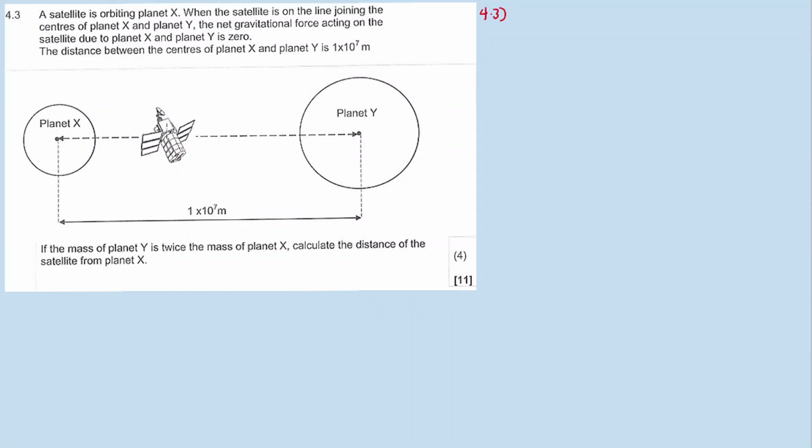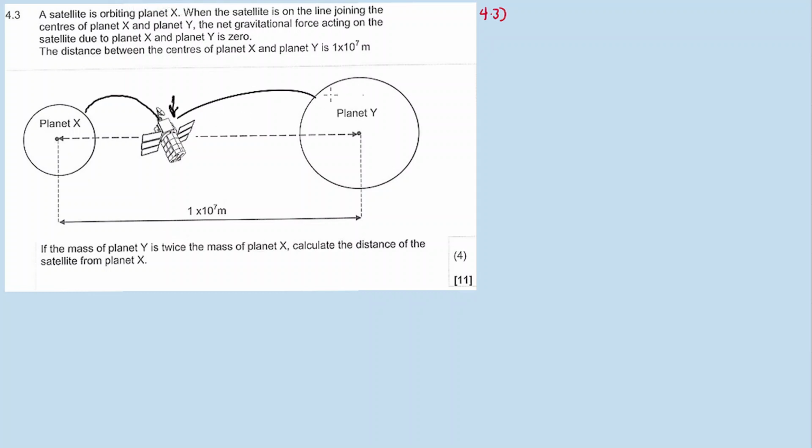Right? Now this is our satellite. Once our satellite is on the line between X and Y, we get a net gravitational force of 0. Meaning the gravitational force exerted by planet Y and the gravitational force exerted by planet X on the satellite cancel each other out, so the net force is 0, right?